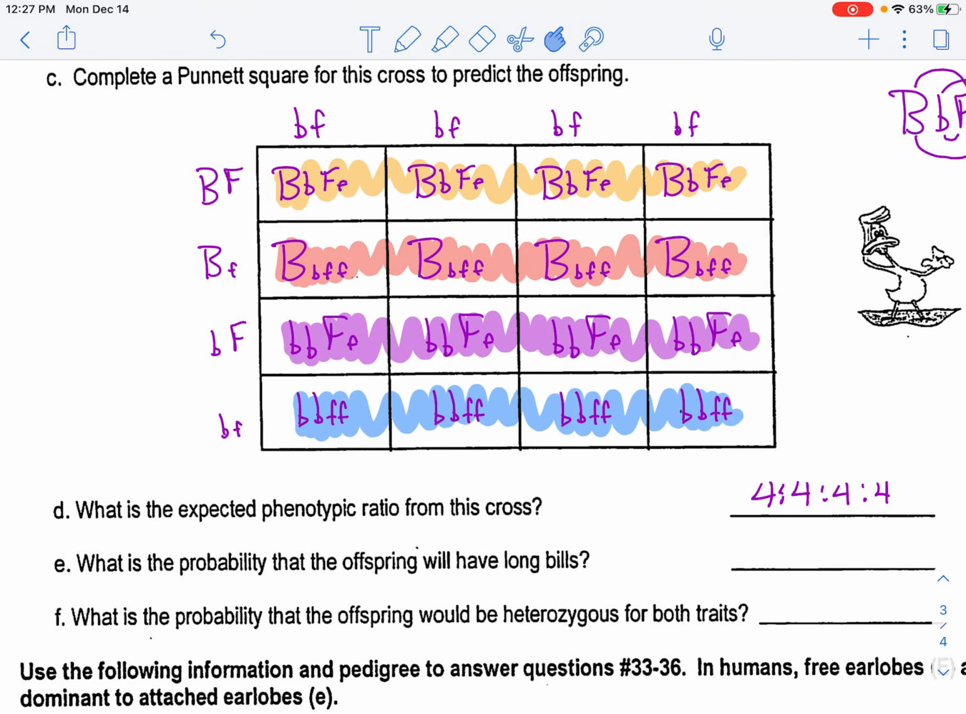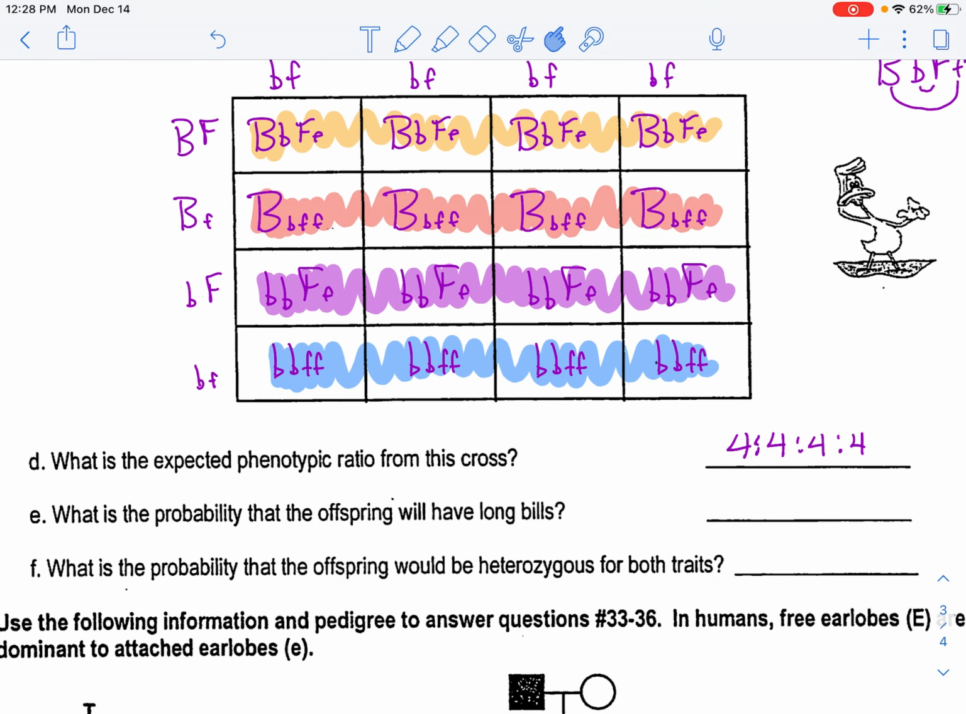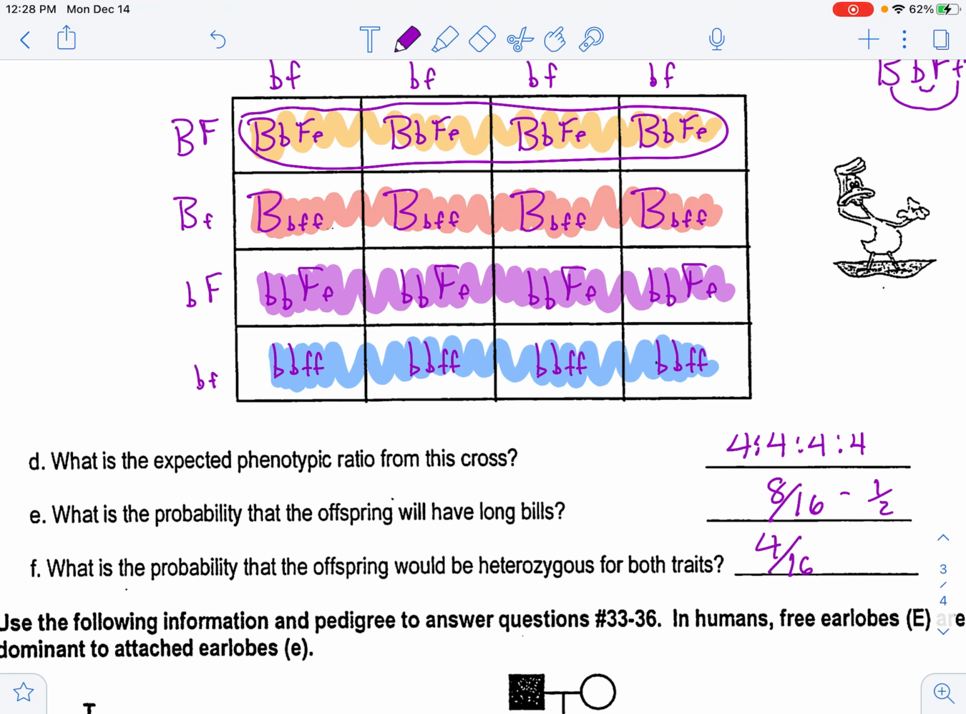Probability that you're going to have long bills. Now remember, long bills is lowercase b. So that means that I'm showing the recessive b for both alleles. So little b. And if you look at it, all 8 of these are little b. So the probability is 50%, or 8 out of 16, which is really 1/2. Probability that the offspring would be heterozygous for both traits. The only row that's heterozygotes is that first row. So that's going to be a 4 out of 16, or 1/4.